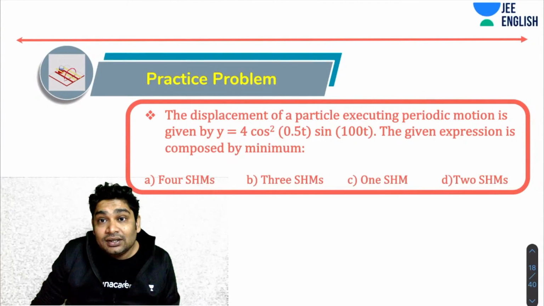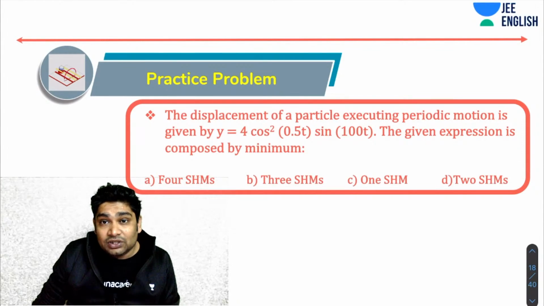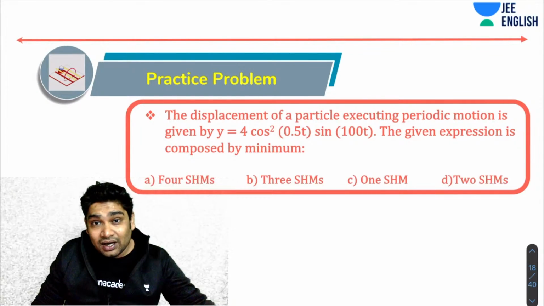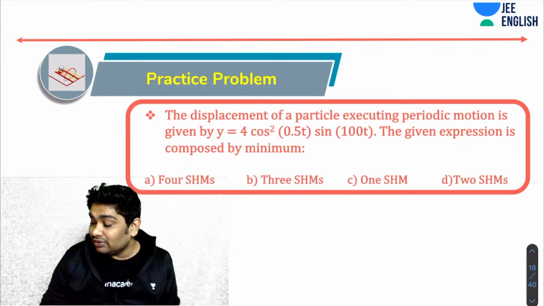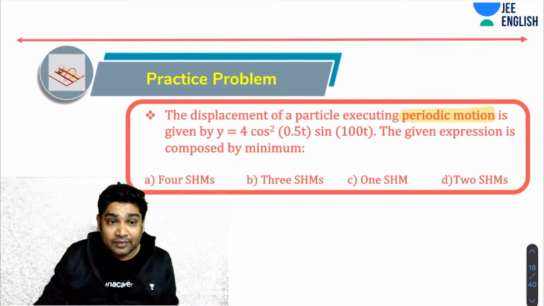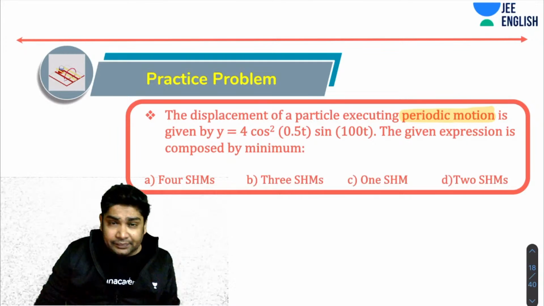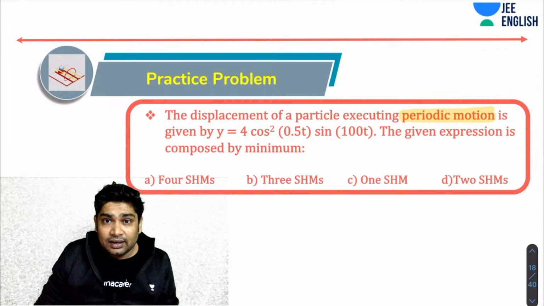Next, let's talk about this. The displacement of a particle executing periodic motion is given by y equals 4 cos square 0.5 t into sine 100 t. So the given expression is composed by a minimum of how many SHMs? That is the question. A superimposition of how many SHMs would have caused this kind of motion? Again, this is a periodic motion, not an SHM. This resultant motion is periodic, but not SHM. So what do you think the answer is going to be? Think about this. Try and let me know the answer.